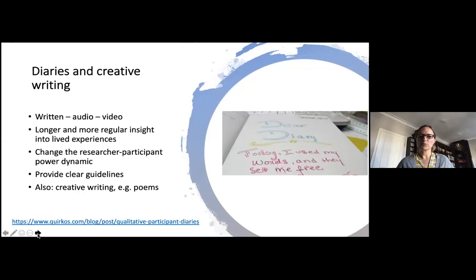The number one thing to bear in mind is that you have to provide quite clear guidelines. You need to make sure people understand what you're interested in, so they're not just recording anything that's happening in their life, but it's a bit more targeted on a specific subject that you're interested in. What will you use the data for? How often do you want them to write or to record a diary?